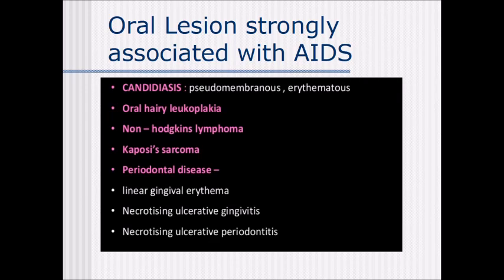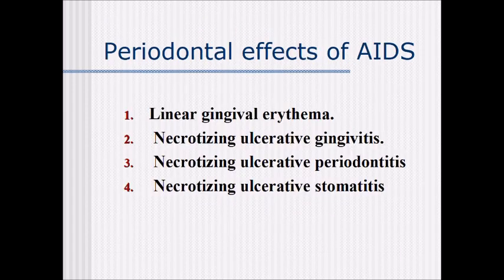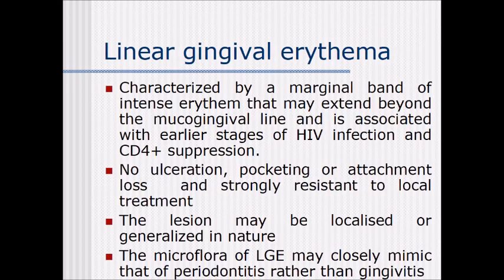In periodontal disease, we will be discussing linear gingival erythema, necrotizing ulcerative gingivitis, necrotizing ulcerative periodontitis, and in the last, necrotizing ulcerative stomatitis. So, these are the periodontal manifestations that will be seen in a patient with AIDS. So, coming on to linear gingival erythema.